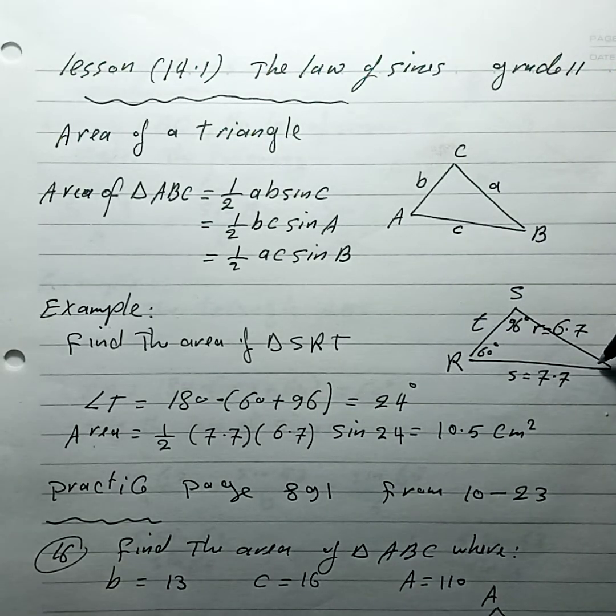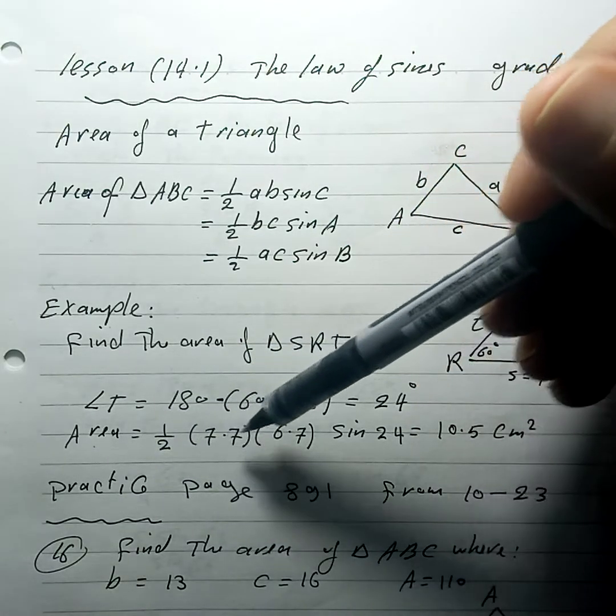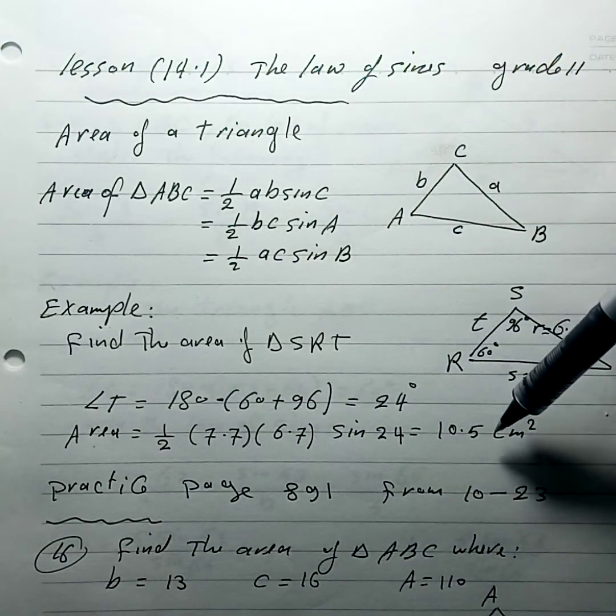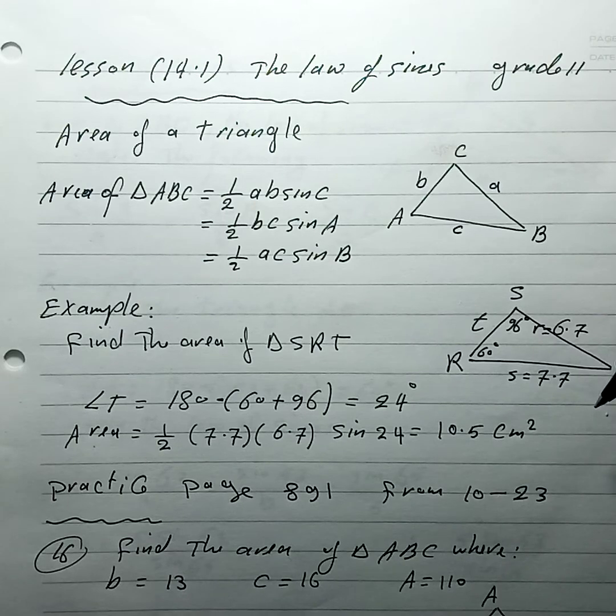Now we have this angle, which is 24, and we can get the area of the triangle since we know two sides and the included angle, the angle between these two sides. You can't get the area of a triangle unless you know two sides and the included angle. So the area now is half times 7.7 times 6.7 times sine 24, which is 10.5 square centimeters.